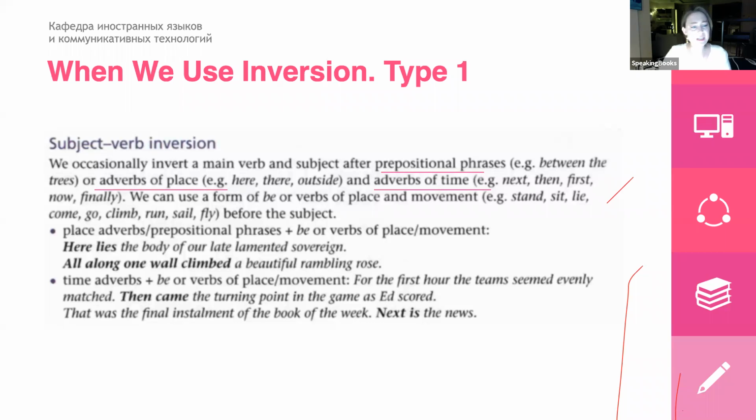Subject verb inversion is very easy. Look at the example, here lies the body of our late lamented sovereign. Or then came the turning point in the game. This type of inversion is type 2. There is a misprint on this slide. That's when we swap the main verb and the subject. The main verb goes first and then goes the subject. Here lies the body of our late lamented sovereign. All right.